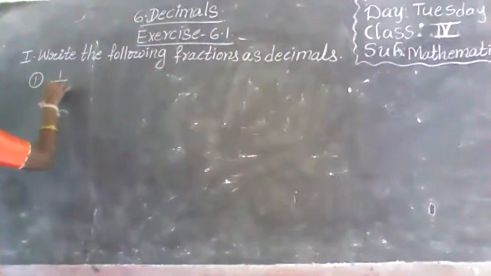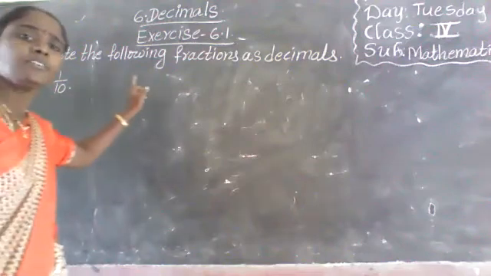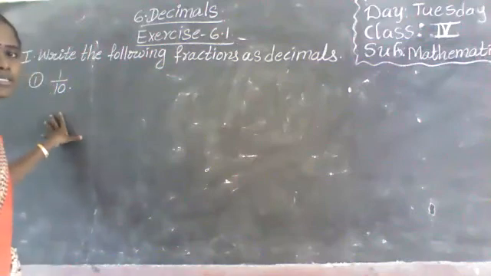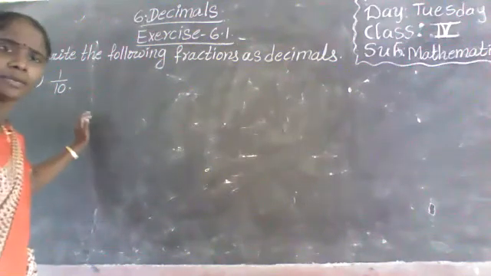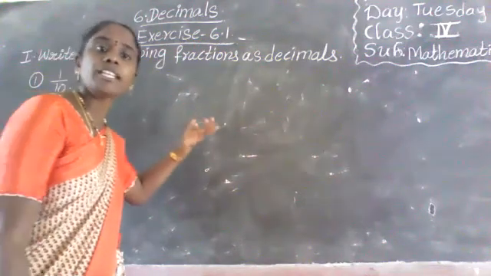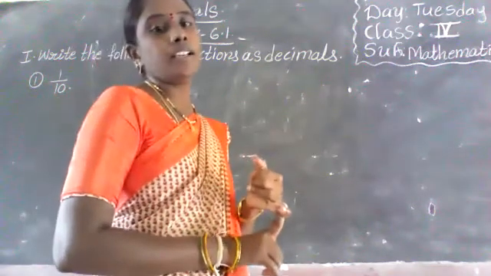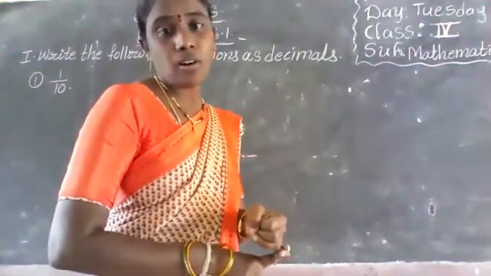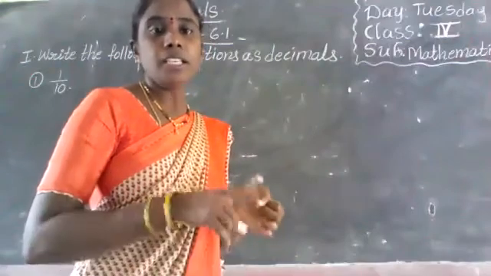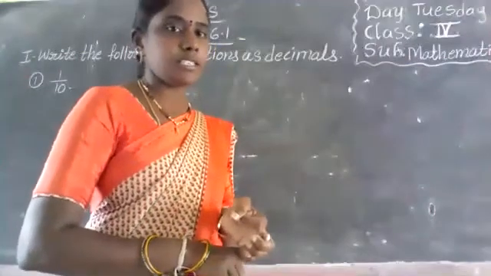1/10. Write the following fractions as decimals. Here the given fraction is 1/10. 1/10 is a fraction, 1 part out of 10. Which fractions have denominators 10, 100 and 1000? Those fractions are called decimal fractions. In yesterday's class we learned decimal fractions, and how we can change decimal fractions into decimal form also.